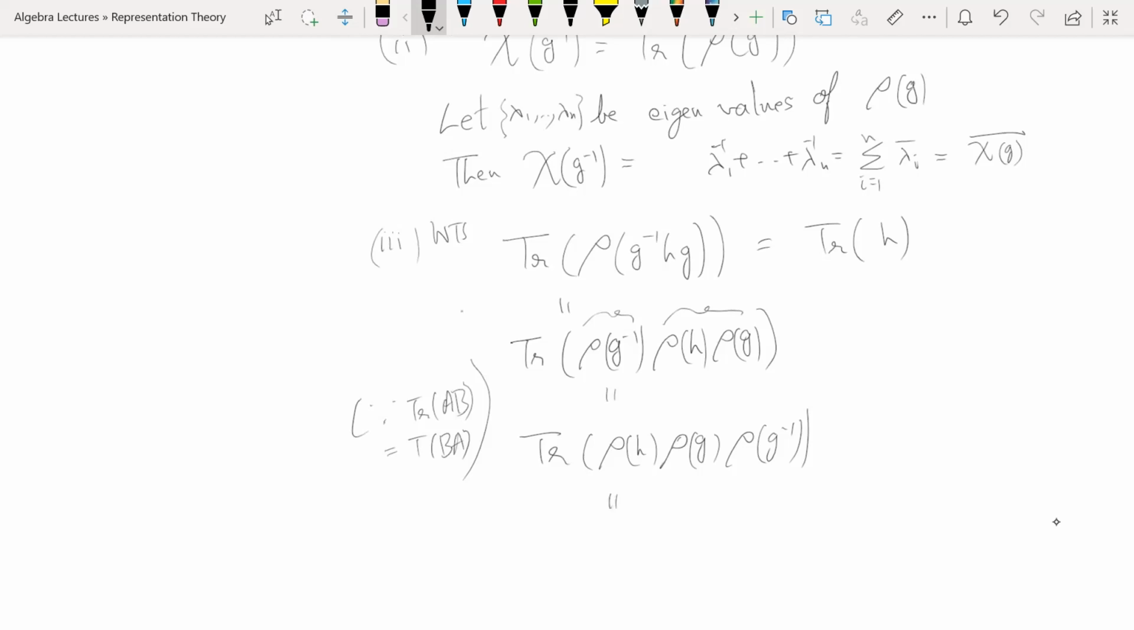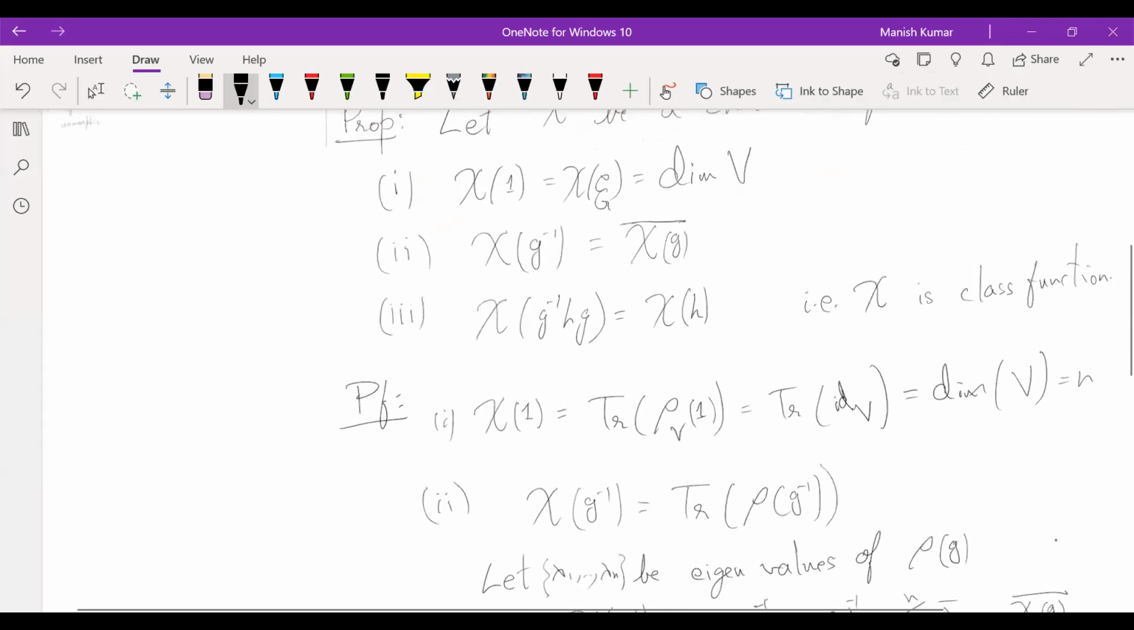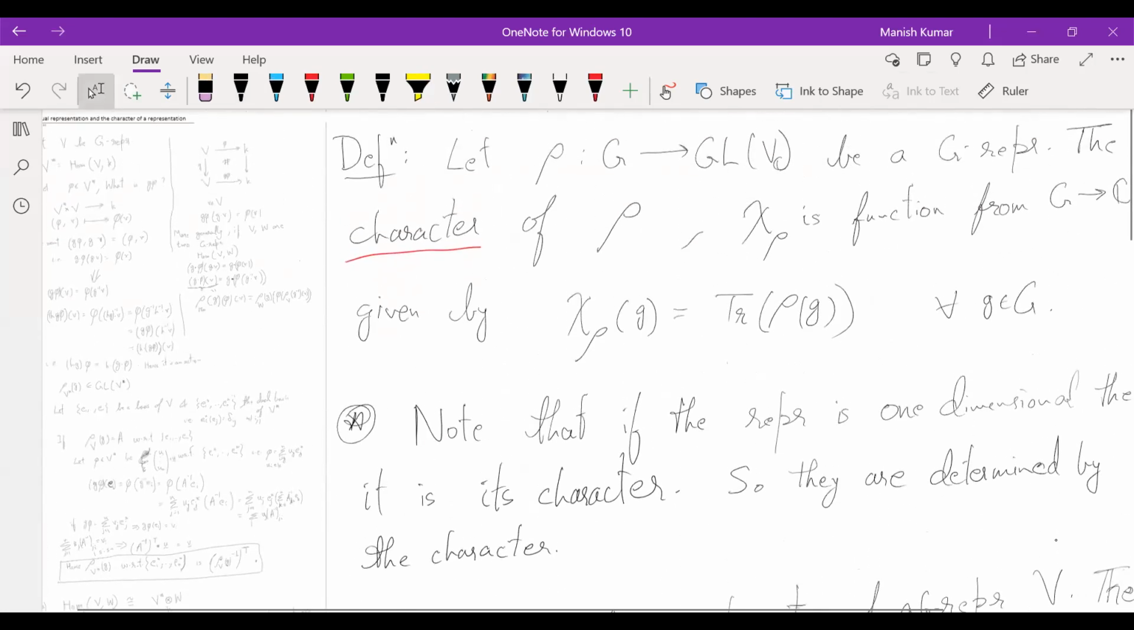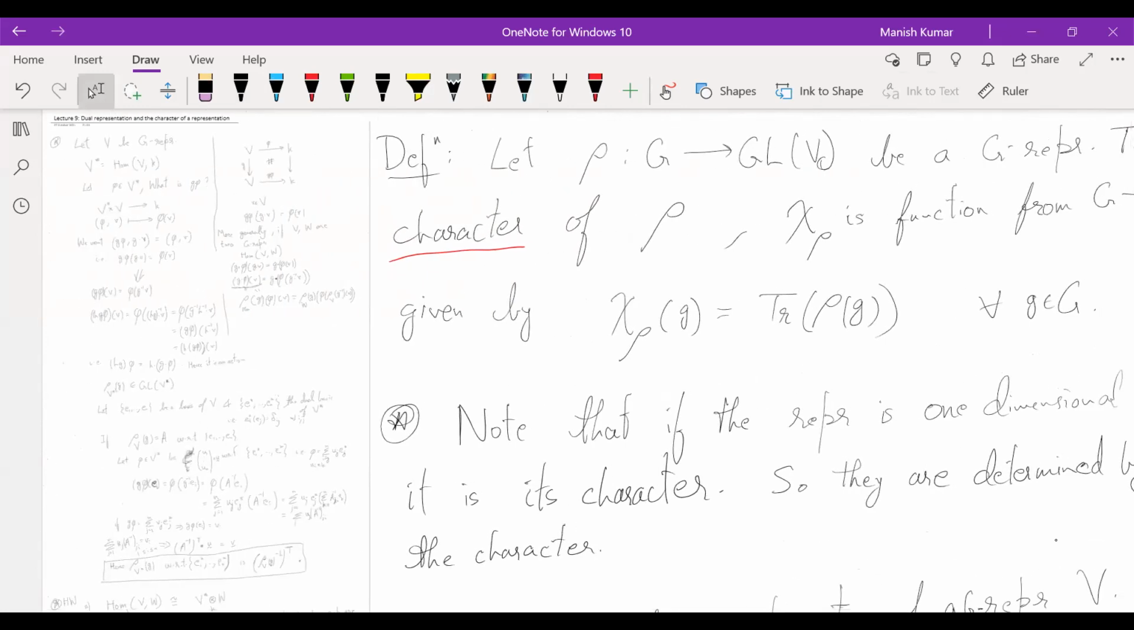And this, of course, is the same as the trace of rho h. So maybe I can just equate these two. Sorry, I should put a rho here: rho h. Okay, so that completes the proof of these basic properties of characters. Any questions?